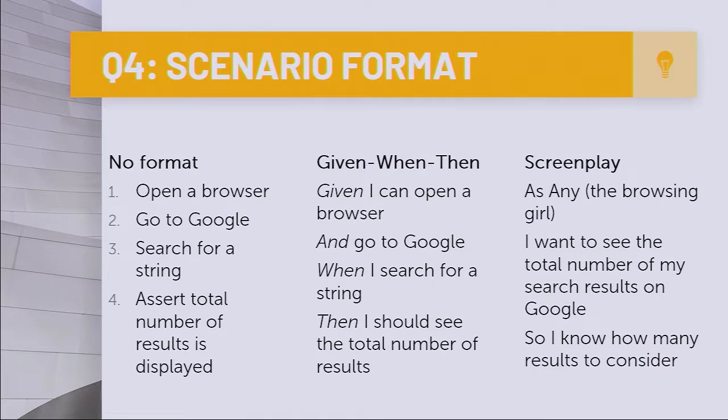Here, the main focus is put again on the user, but not the specific steps that he's taking, but rather his goal and his purpose. So here the test would sound like, as Annie, the browsing girl, which would denote that I have the capability to browse the internet, I want to see the total number of my search results on Google so that I know how many results I need to put into consideration.